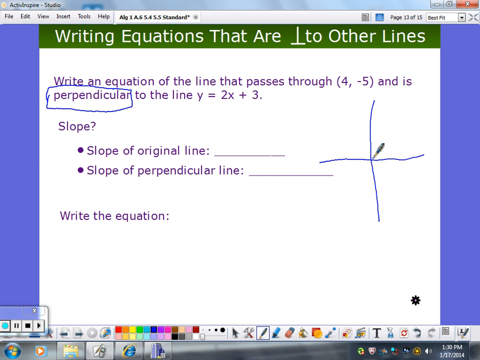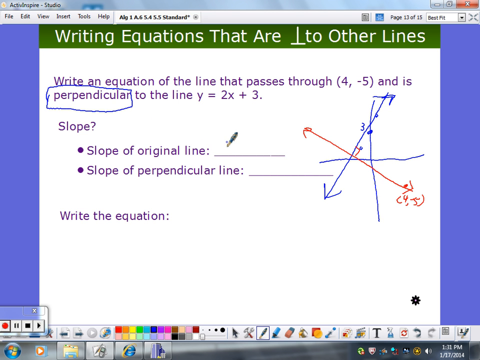y equals 2x plus 3. The y-intercept is 3, right? I go up 2, right 1, up 2, right 1, down 2, left 1. So here's my original line. What am I looking for now? Point (4, -5). That's over here, right? Somewhere? And now I want perpendicular. So right away we can tell that since this is a positive slope, this is going to be a negative slope. But let's find the slope of the original line.